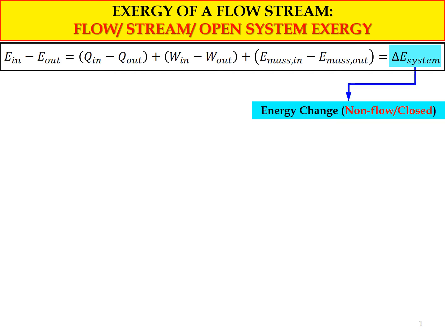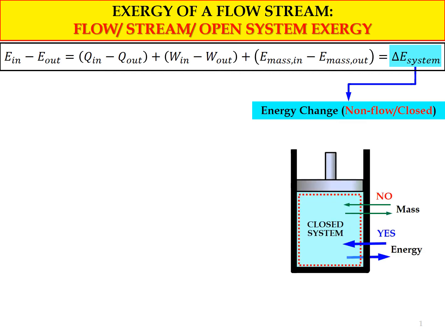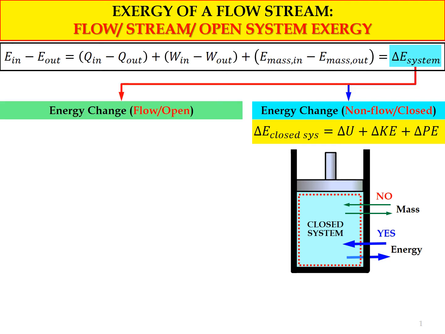Okay, for closed system, we know the energy change for the closed system or non-flow system. The schematic diagram shows the example of the closed system. So we already know that the formula for delta E for closed system equal to delta U plus delta KE plus delta PE. So internal energy difference plus kinetic energy difference plus potential energy difference.